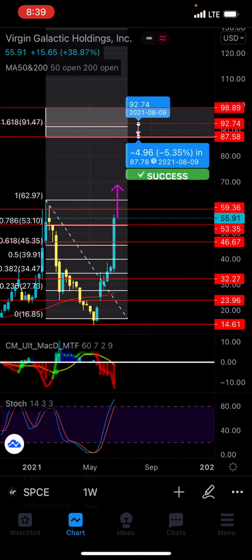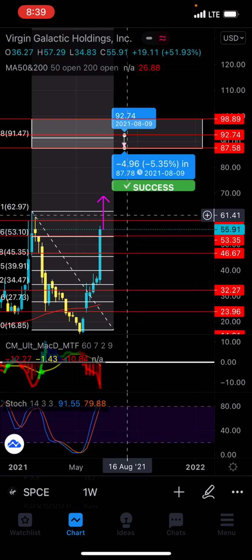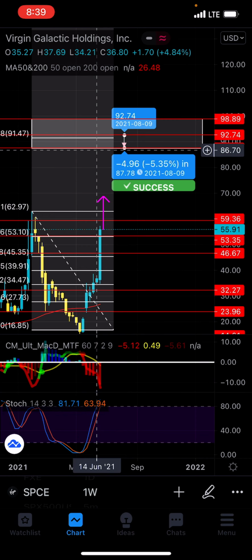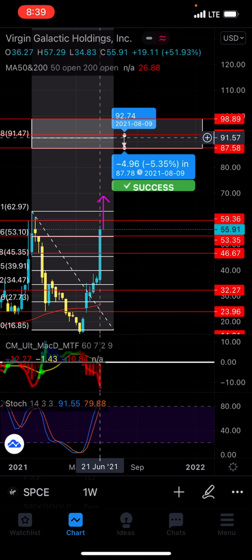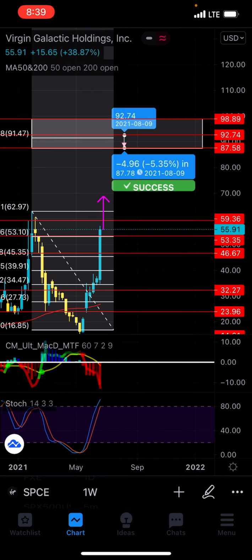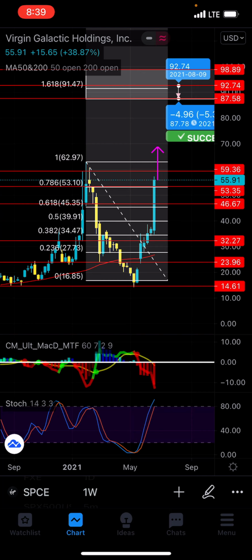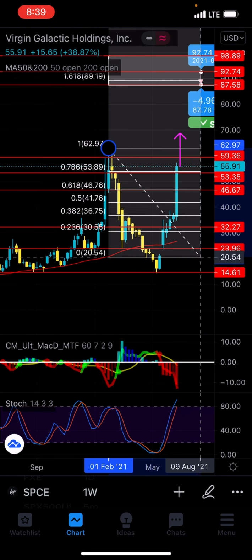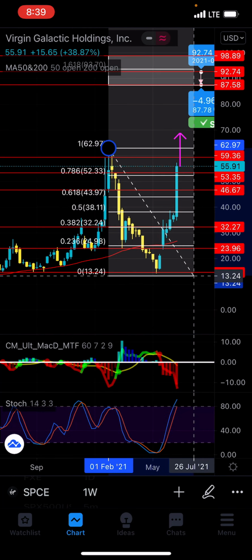So now what we can assume is that, guess what? The next fib level that this has to reach is going to be up here at that next fib level, which is $91.57, right? That's basically the next level that we're looking to use. Actually, this is actually not right. It's actually right there.